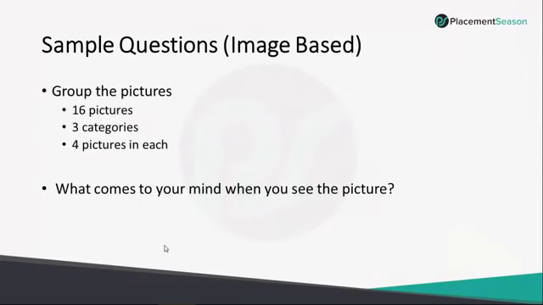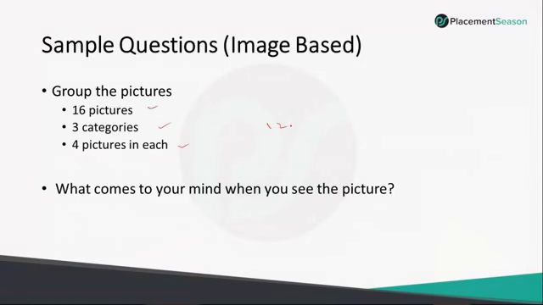It is based on the image. Image-based question in the sense they don't ask you to find the odd one out in the given image. As per the TCS example, they have given some set of pictures. You have to categorize the pictures into groups. For example, if they have given 16 pictures and you have to group those 16 pictures in 3 categories, and in each category you have to include 4 pictures. It means that 3 into 4, 12 pictures can be used and the remaining 4 pictures are just to confuse you.